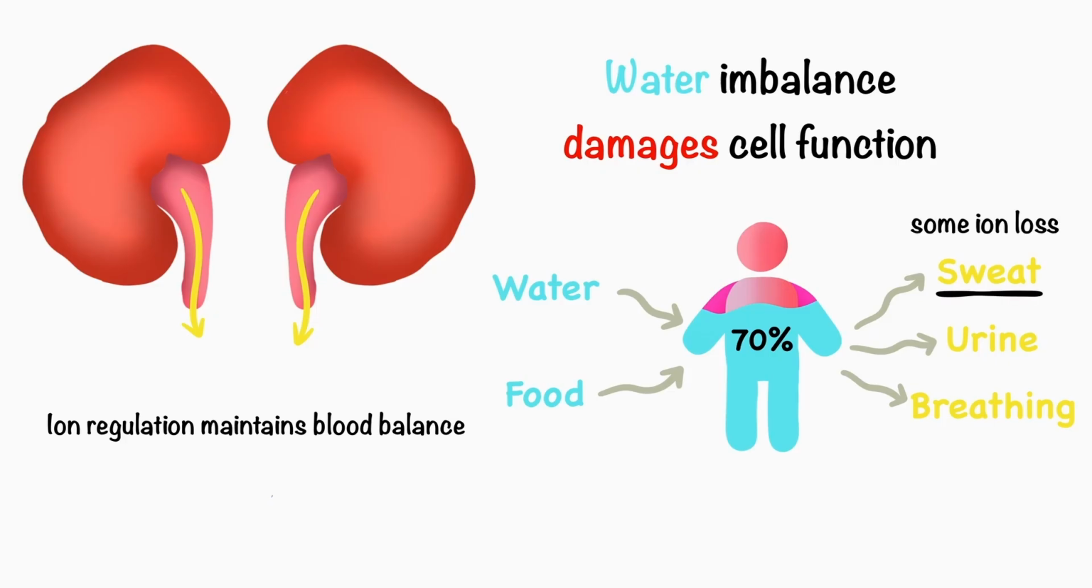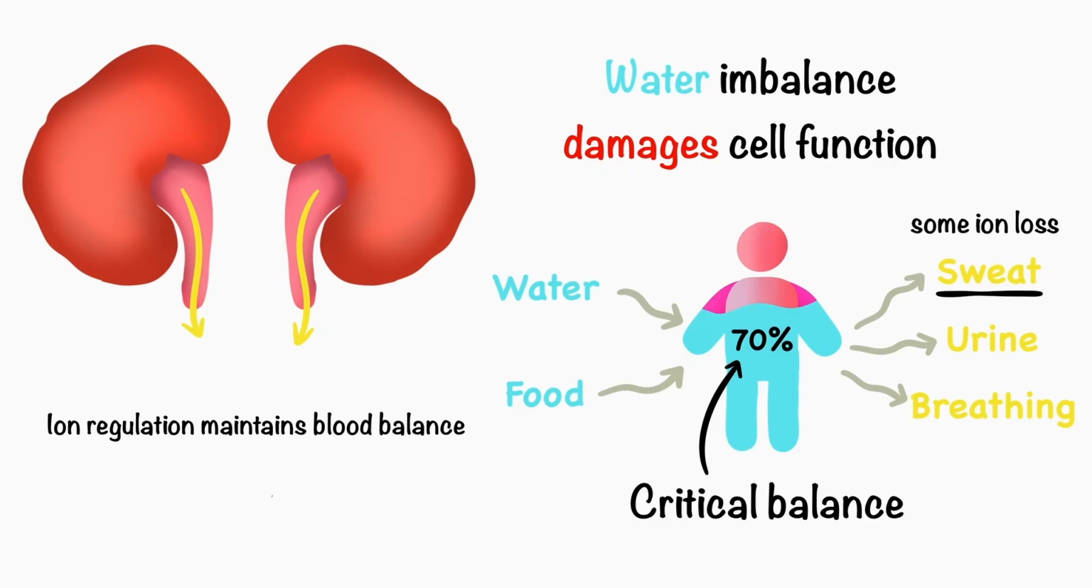Some ions are lost in sweat, which tastes salty due to its sodium content. However, the amount of ions in the body is primarily regulated by the kidneys. The right amount of ions must be maintained in the blood after filtration, and the rest is removed from the body in urine. Perhaps the most critical function of the kidneys is regulating water balance.